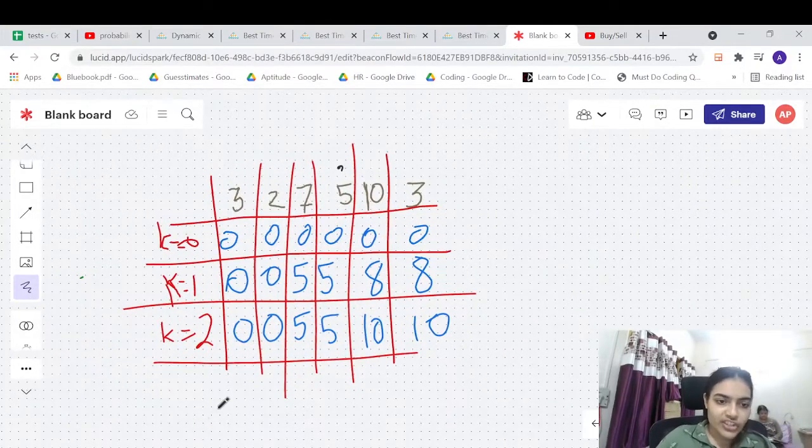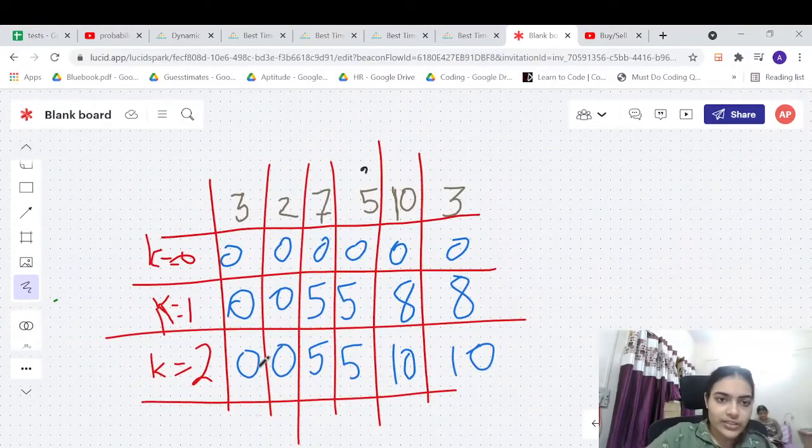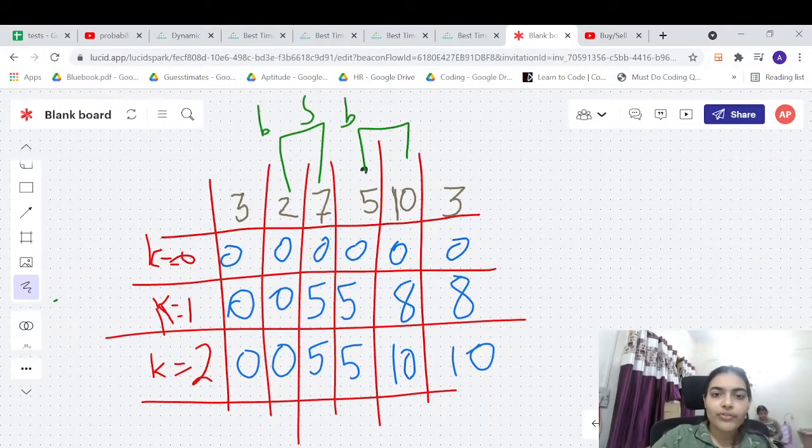And which are the two transactions that you are doing? You are doing these transactions 2 7 and 5 10. So you are buying on 2, selling on 5, buying on 5, selling on 10.